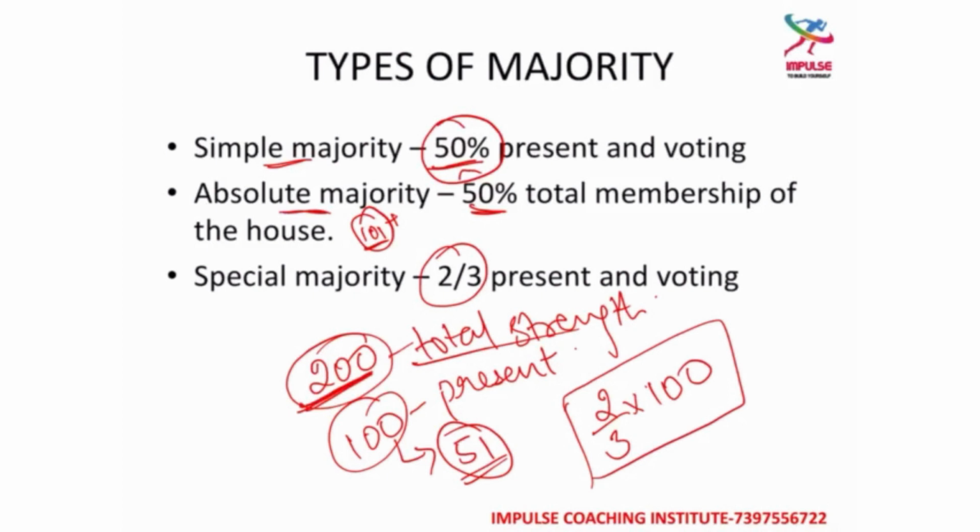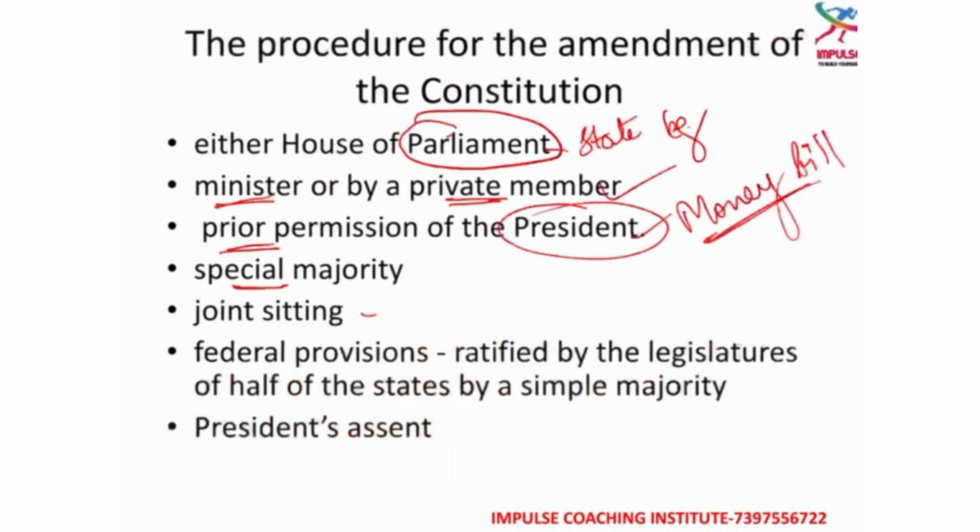So special majority is absolute majority plus this condition; this condition and this condition put together is called a special majority. Special majority is a majority which is more than 50% of the total membership of the house and a majority of 2/3 of the members of the house present and voting. These two conditions put together, we call it special majority. So now let's come back to the procedure.